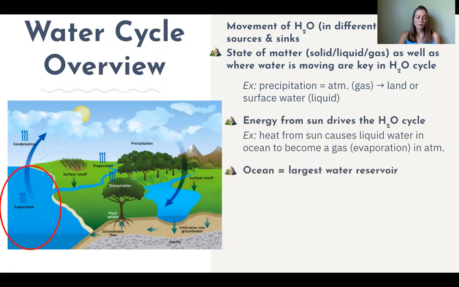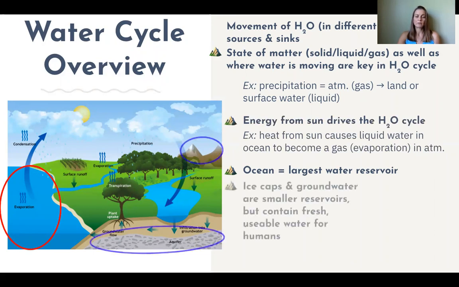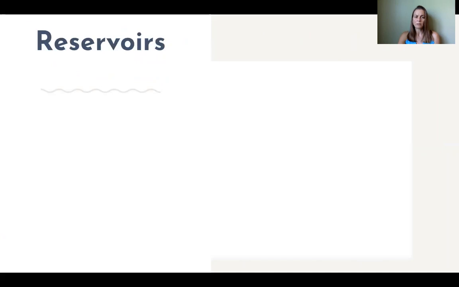The largest water reservoir is the ocean. There is a small and relatively consistent amount of water in the atmosphere, but the ocean is by far the largest water reservoir. We also have ice caps, groundwater, and surface water. Those are much smaller reservoirs. Ice caps and groundwater contain fresh, usable water for humans. So let's talk a little bit about where the water is, what those reservoirs are.